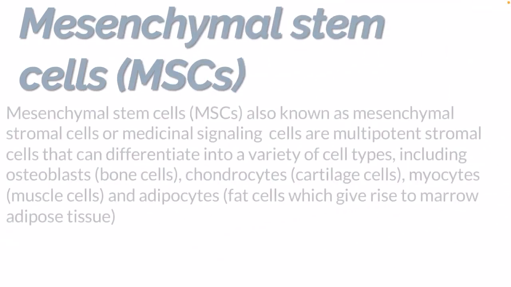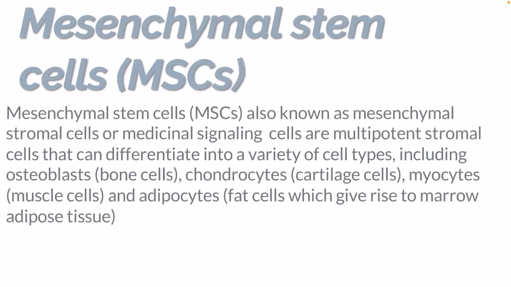Mesenchymal stem cells. They are also known as mesenchymal stromal cells or medicinal signaling cells. They are potent stromal cells that can differentiate into a variety of cell types, including bone cells, the osteoblasts, cartilage cells, chondrocytes, and muscle cells, myocytes. Finally, the fat cells, which give rise to marrow adipose tissue, which is adipocytes.